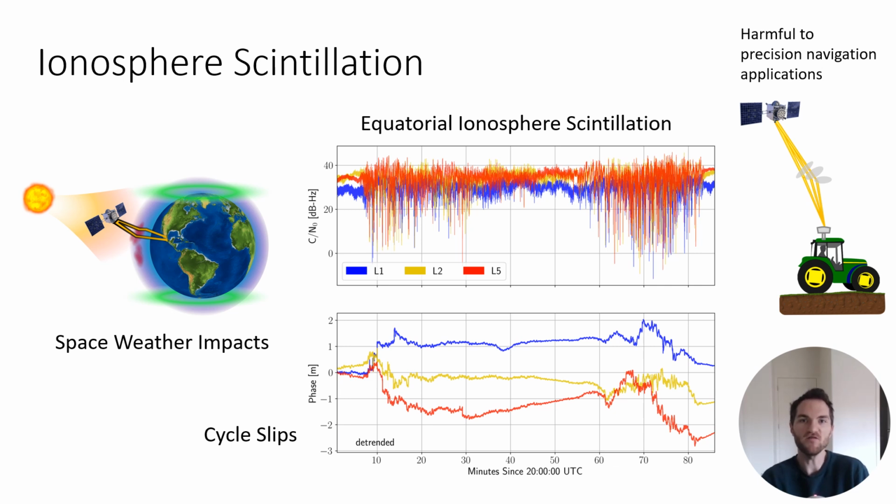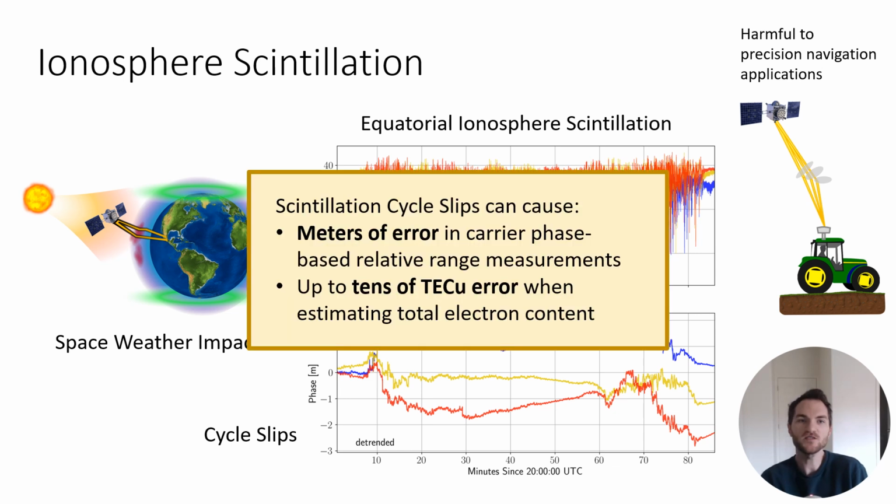The erratic behavior of the carrier phase, shown in the bottom panel, is largely associated with the occurrence of cycle slips, which are detrimental to various applications that use carrier phase, such as precision agriculture or space weather monitoring. Overall, the cycle slips can cause meters of error in carrier phase-based relative range measurements, and up to tens of TEC units error when estimating total electron content. So it is important to identify different ways we can try to address cycle slips in GNSS phase measurements.